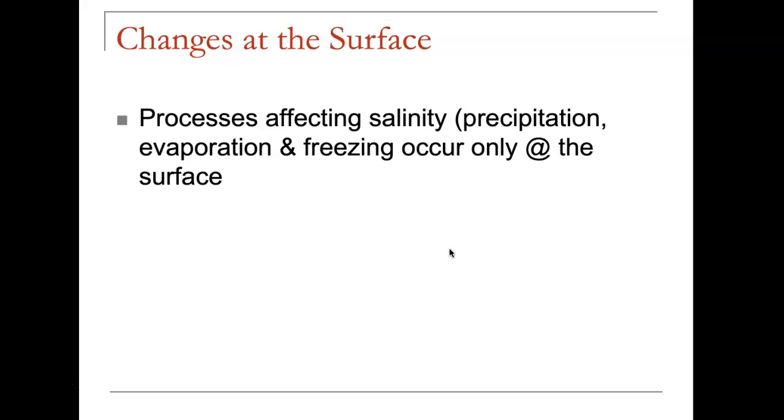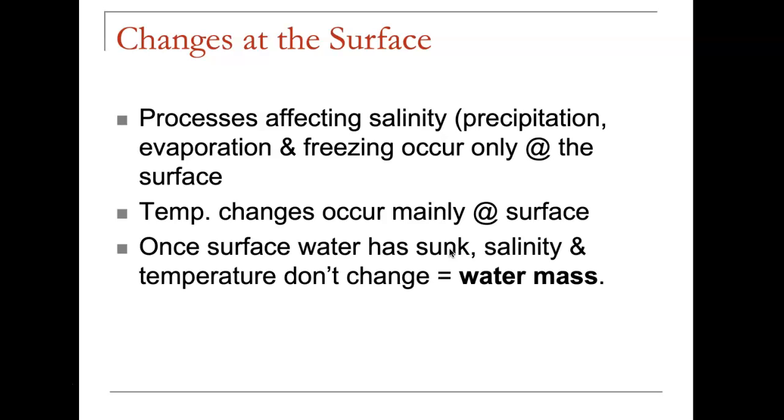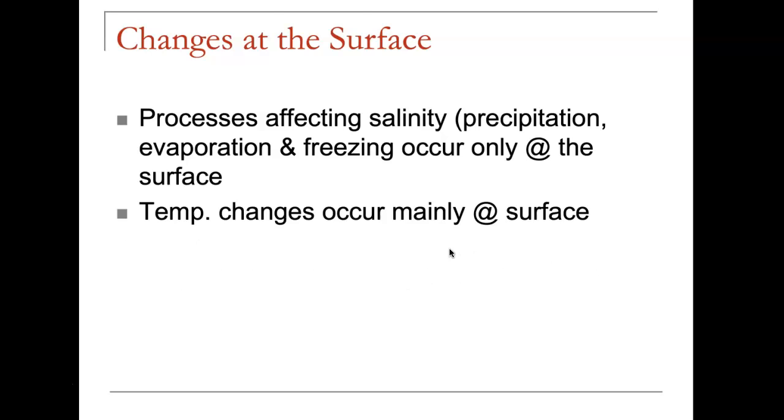So again, just as a review, the processes affecting salinity at the surface are precipitation, evaporation, and freezing. You can also have freshwater input from rivers and river runoff, groundwater, things like that. The temperature changes also occur mainly at the surface, okay? And once the surface water has sunk, salinity and temperature don't change much. So we call that a water mass.